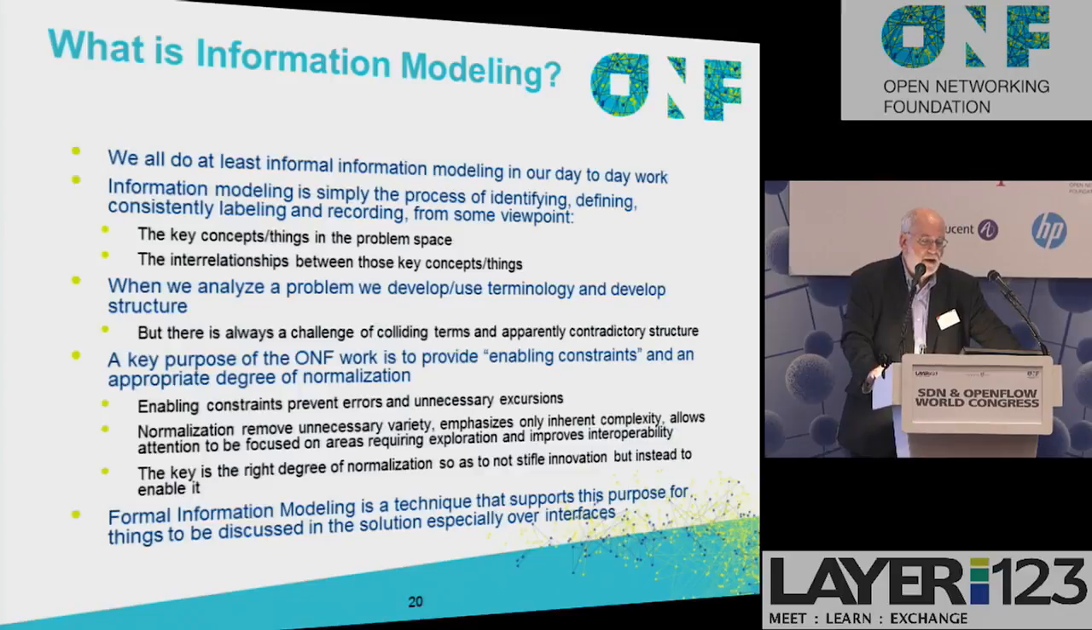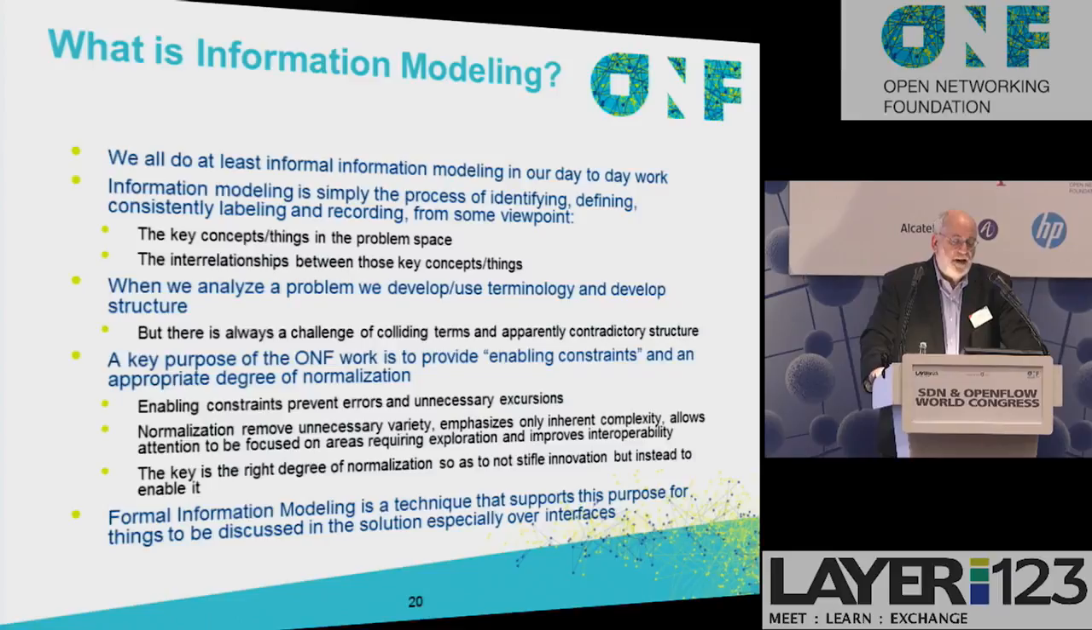So what is information modeling? Well, we all do at least informal information modeling in our day-to-day work. And it's really simply the process of identifying, defining, labeling and recording, from a viewpoint, what you have as resources. So the key concepts and things in your problem space and the interrelationships between these key concepts, things, and resources. So when we analyze a problem, we develop and use terminology, and we develop structure. This is something that we all do in our day-to-day lives. And so they just do this, but in a formal way for networking and telecommunications.